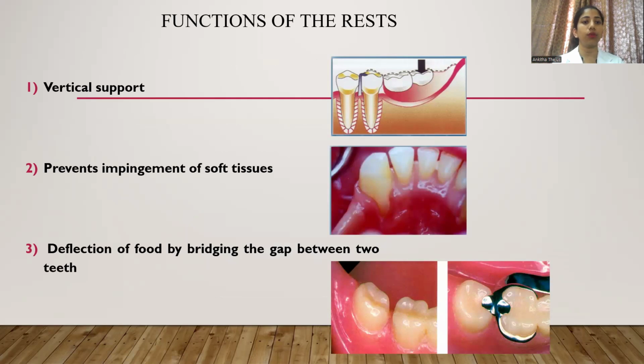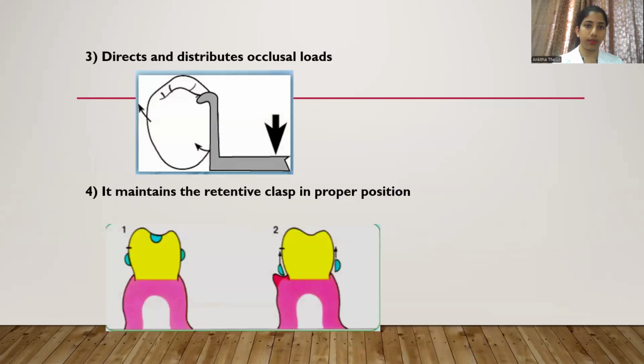Third is deflection of food by bridging the gap between the two teeth. It almost closes the gap between two teeth and prevents food lodgement in those spaces. Next, it directs and distributes occlusal loads.